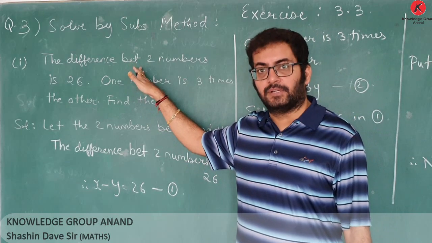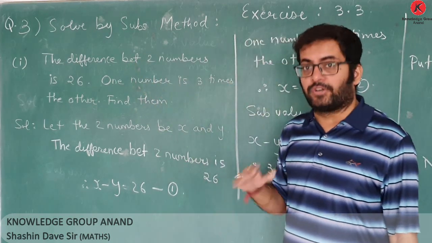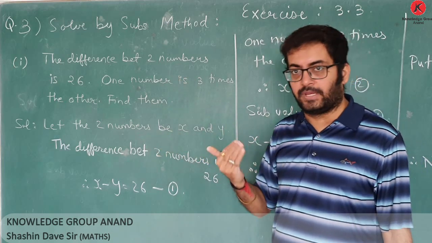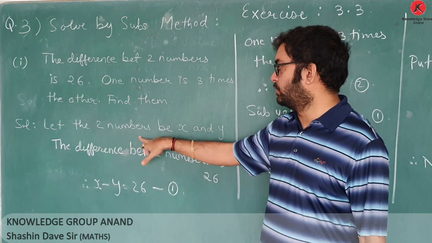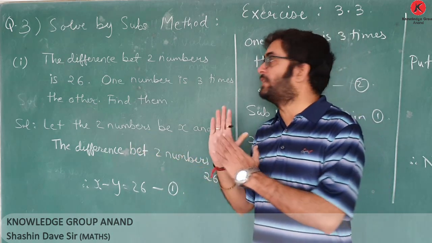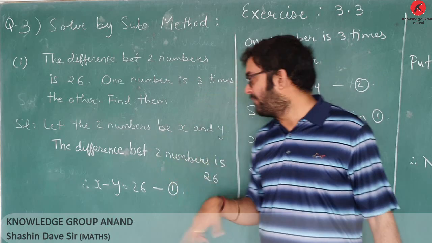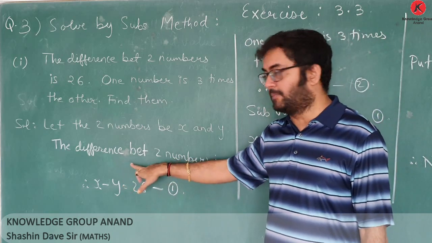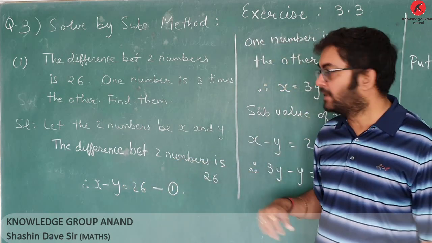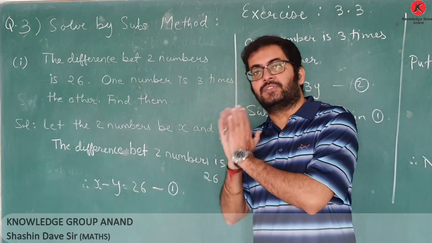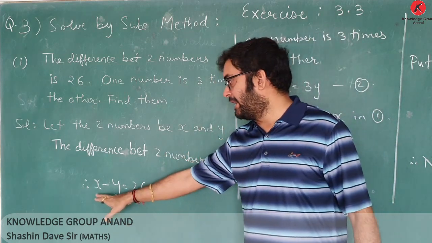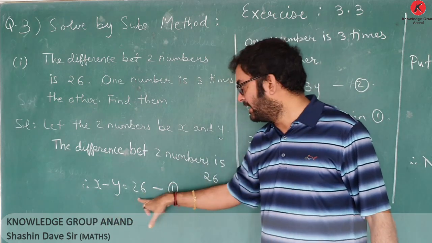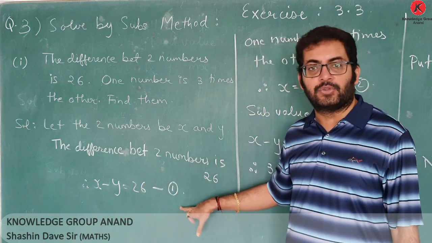So I will frame these conditions into equations. First of all, we will suppose that these two numbers are x and y. We will take two variables as x and y. So let the two numbers be x and y. I need to find the value of the two numbers, so in short, I will find the values of x and y. Now what is condition number 1? The difference between these two numbers is 26. That means if I consider that x is the larger number, I will get x minus y is equal to 26. The difference between the two numbers, x and y, is 26. So this is our equation number 1.